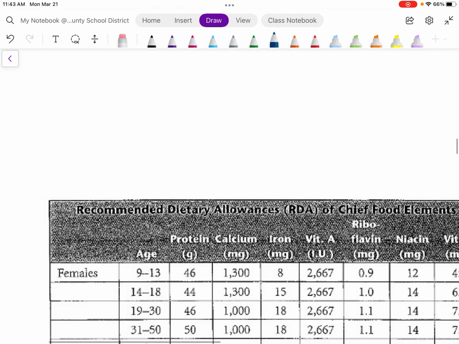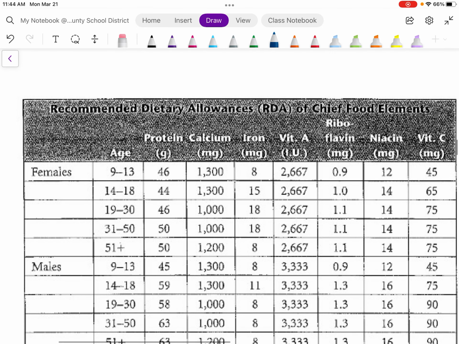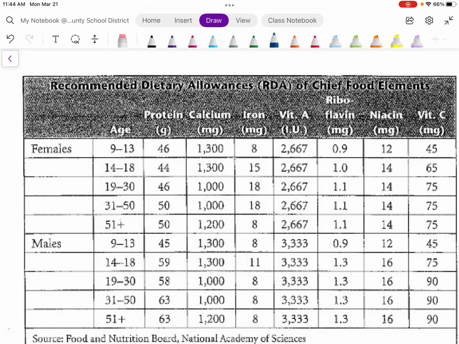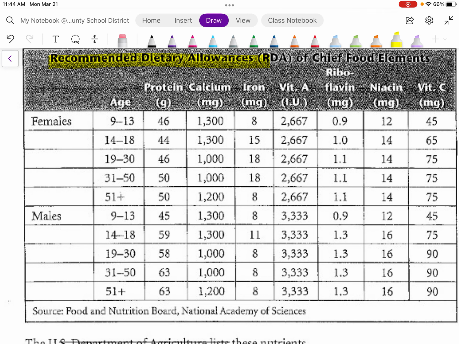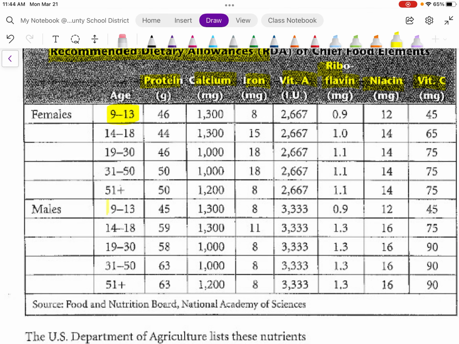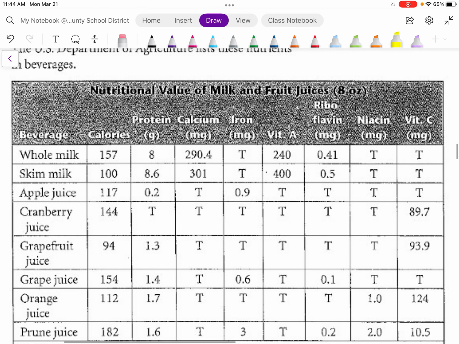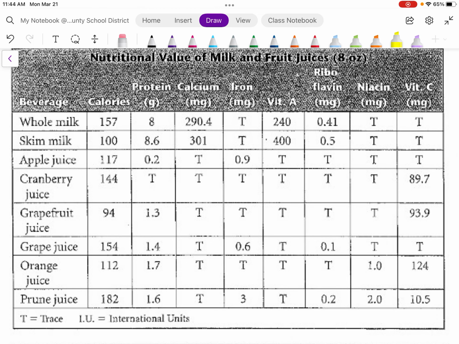So going on to the next page, it's just two big tables that show us some recommended dietary allowances for these food elements. It breaks it down by gender and age group. So females between the ages 9 to 13 would need this much protein, calcium, iron, vitamin A, riboflavin, niacin, and vitamin C. And then males would need that much. And this is an example of different milks and juices, consuming 8 ounces of whatever it is. So whole milk, skim milk, different types of juices, etc.